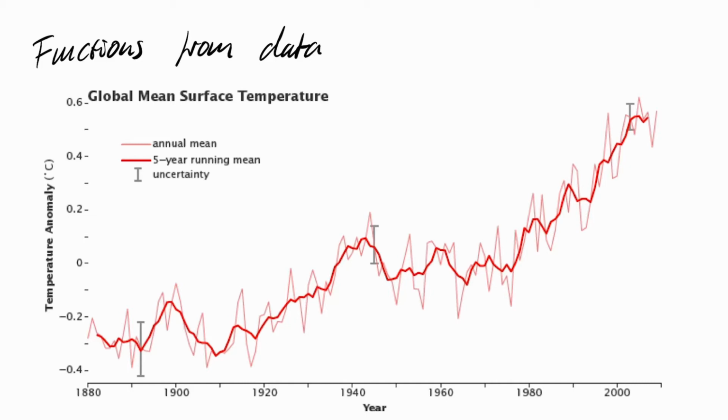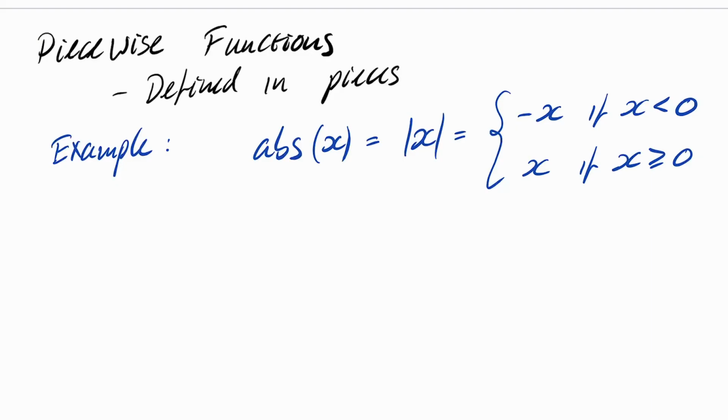And then the 5-year running mean uncertainty, as it's written on this curve, is averaged over a 5-year time span, and that produces a smoother curve with fewer wobbles on it. Functions from data are incredibly important applications of functions and usually can't be written down in a simple form. Other ways to write down functions require us to write them down in pieces in different sections of the real line. Here's a couple of examples of this.